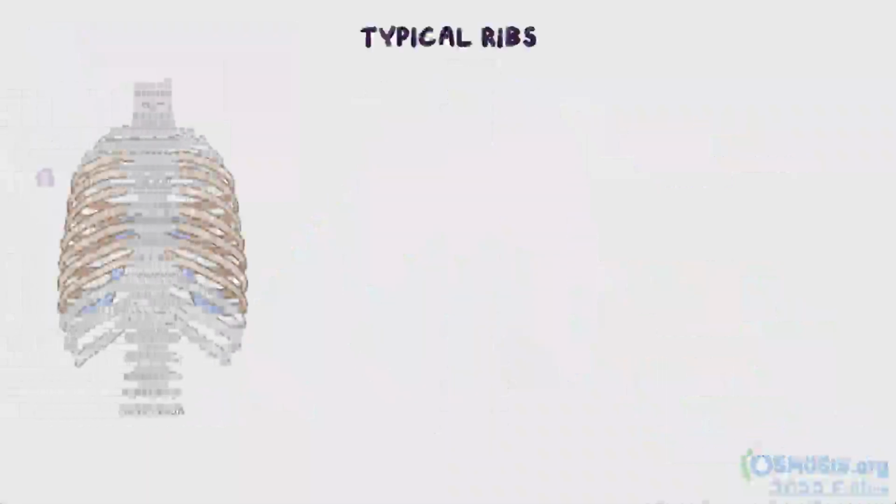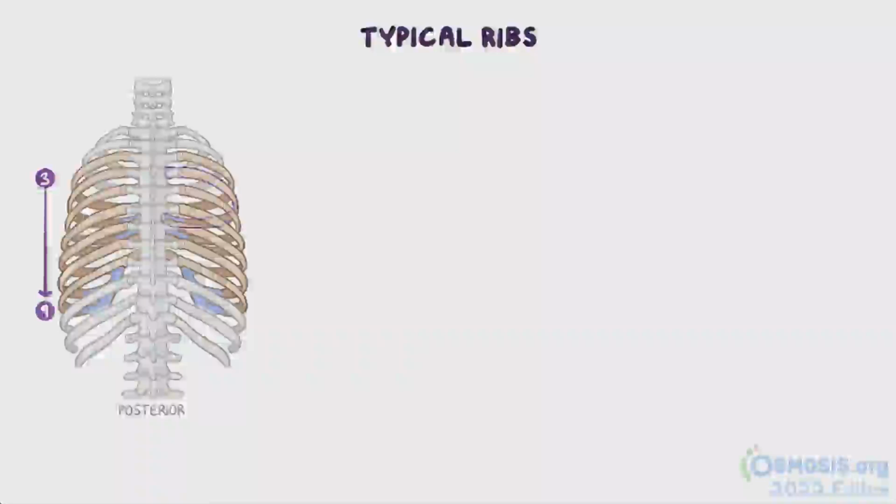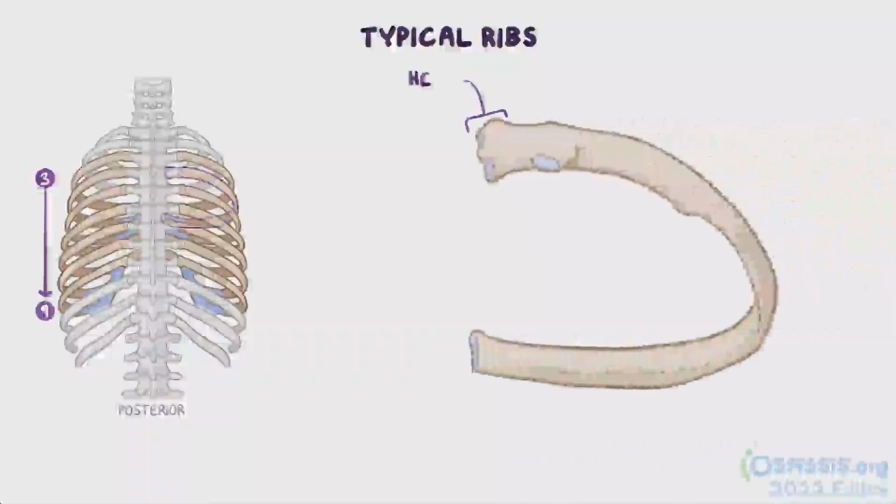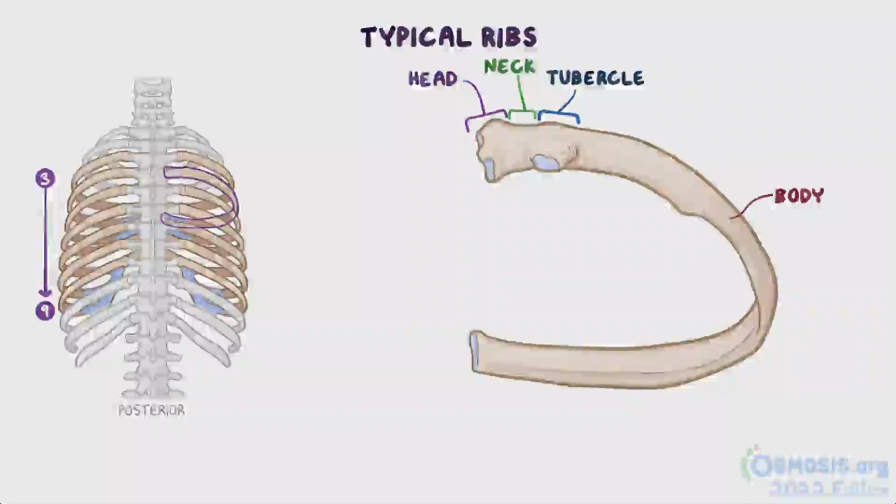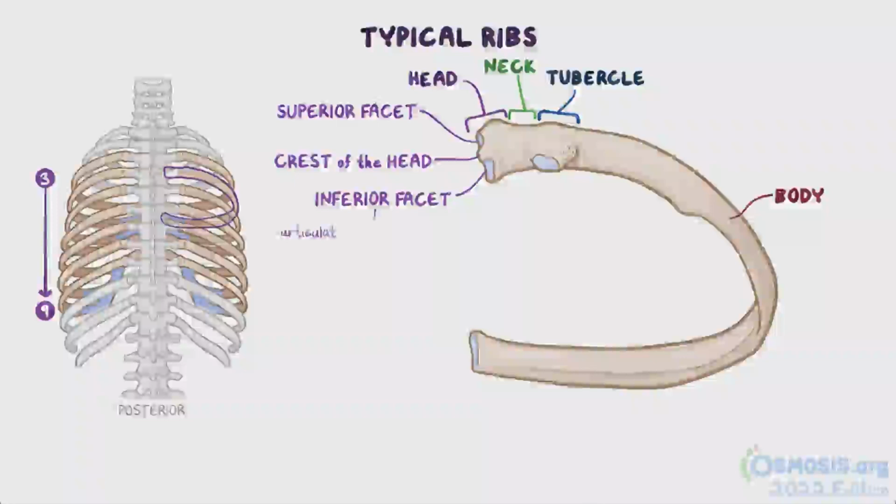Typical ribs are the 3rd through the 9th pair of ribs and have the following components: head, neck, tubercle, and body. On the posterior view, the head of a typical rib is wedge-shaped and has 2 facets, superior and inferior, that are separated by the crest of the head. The inferior facet articulates with the numerically corresponding vertebra, and the superior facet articulates with the vertebra above it.